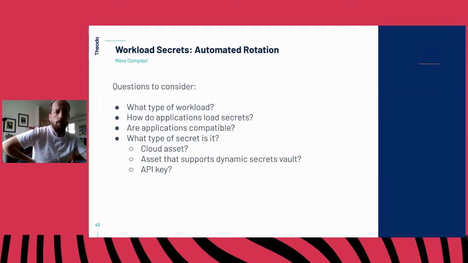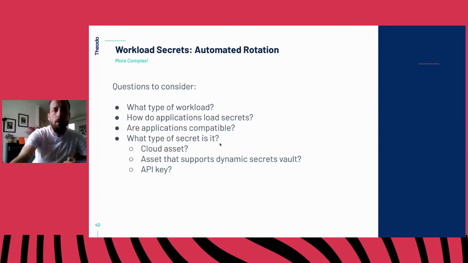So you have to ask yourselves, what is the type of workload? How do applications load secrets? This is a very important question. Is it through a file, environment variables? Is it directly accessing some vault or some secret managers? Is your application compatible with some mechanism? For example, in AWS, GCP, or Azure, you can authorize an application to access a database directly through IAM. But sometimes you will use libraries that are not compatible with it. So these are some important questions.